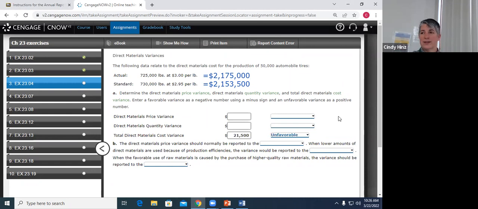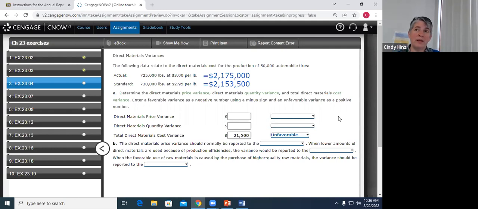And consistently through this chapter, through these exercises, we're going to show a favorable variance with a negative number, but we also are labeling it as favorable or unfavorable. So are we worried about that? It's about 1% of the total. I don't know how worried the company is about it.